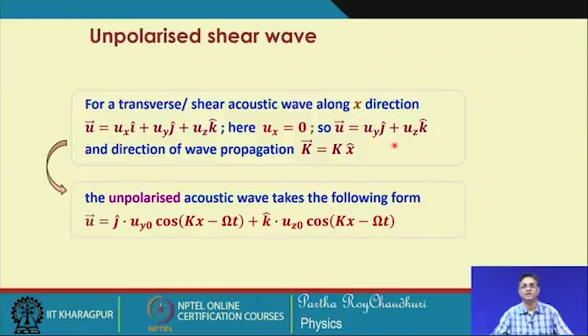So, for unpolarized shear wave, we can write u, the amplitude of the deformation, and the direction of the wave propagation is along x. So, we will use this in the wave equation, in the equation of the acoustic wave. So, u will be represented by j of u y 0, the y amplitude, and k u z 0, that is the amplitude along the z axis. So, these are the two components of the shear waves which are travelling along the x axis, which is very clear.